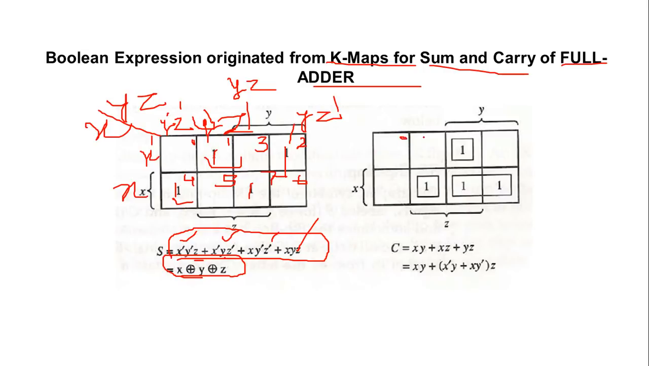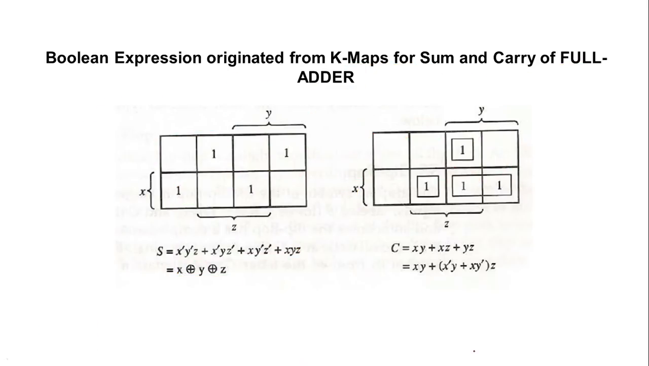So we need to write the numbers here: 0, 1, 3, 2, then 4, 5, 7, and 6. Then we need to understand which variable I will be taking here. Accordingly, I will be representing x complement and x along with that. So I hope you have understood this entire K-map expression for making the Boolean expressions for the combinational circuits.